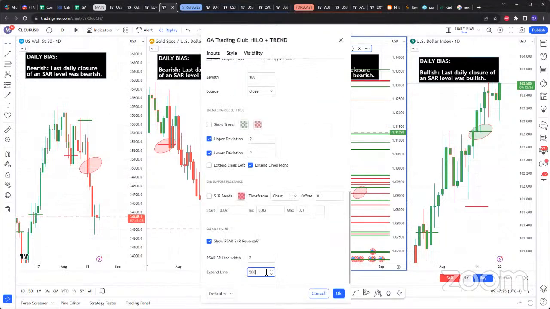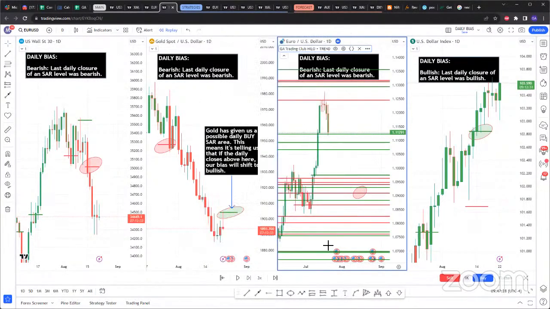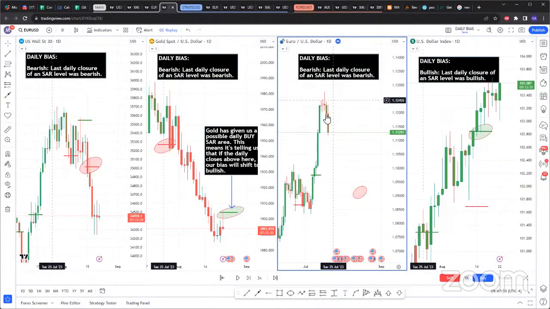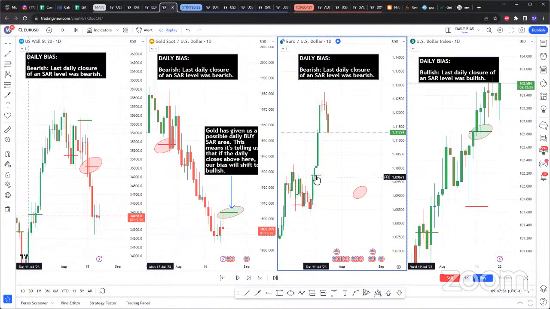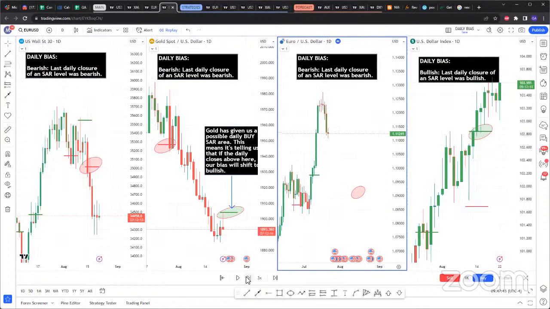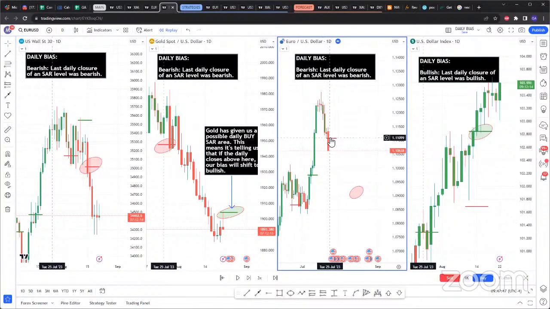But for me, on the daily time frame, I only use the live one, the most recent one, the current one. So for example, let's look at EU right here. This whole time for EU, since this daily had closed above here, I would have only been looking for buys. Even during this downtrend, I would have still been looking for buys. Now, if we go, we'll see the candle. This is the candle that formed the sell SAR.